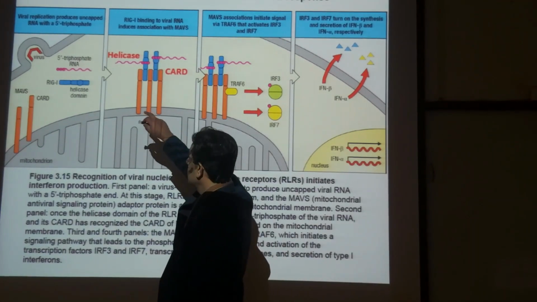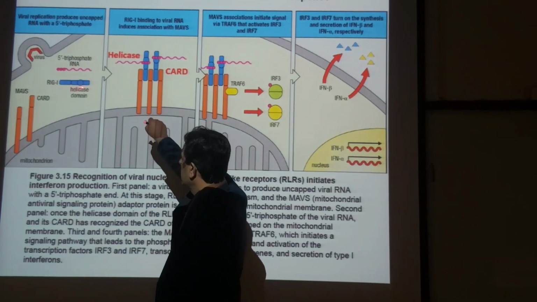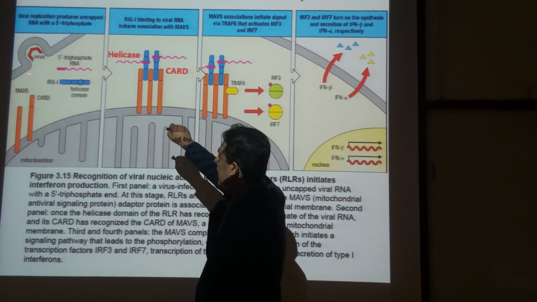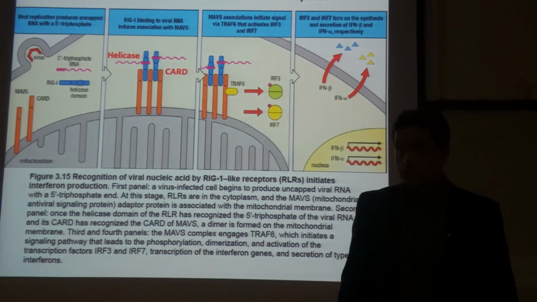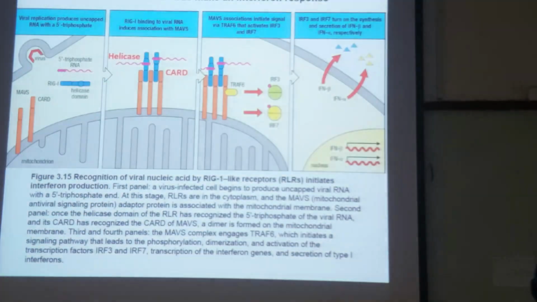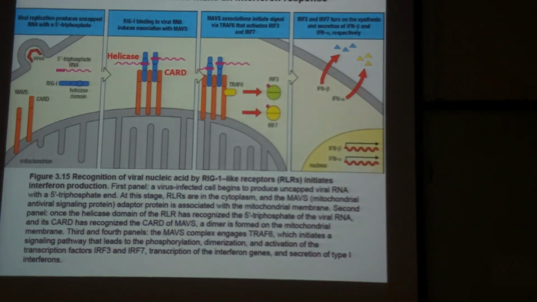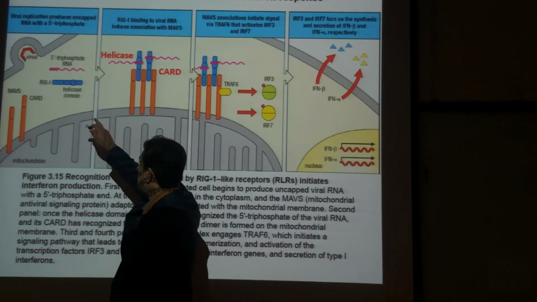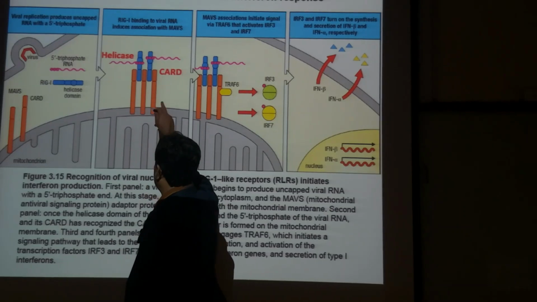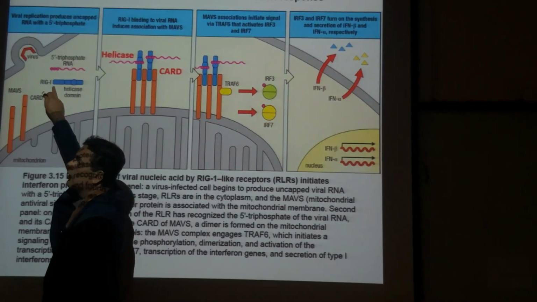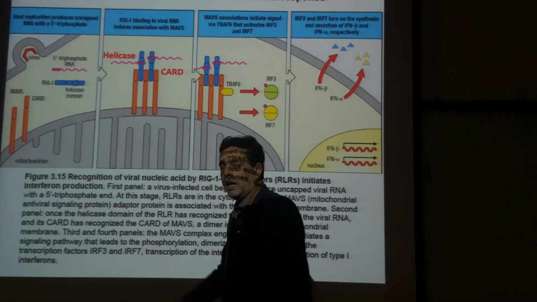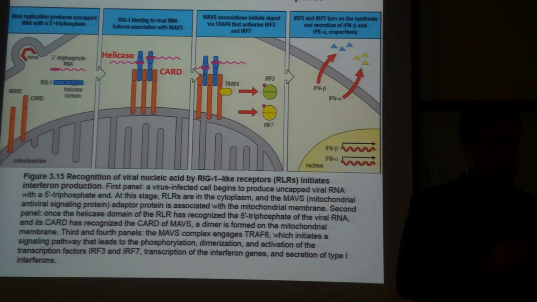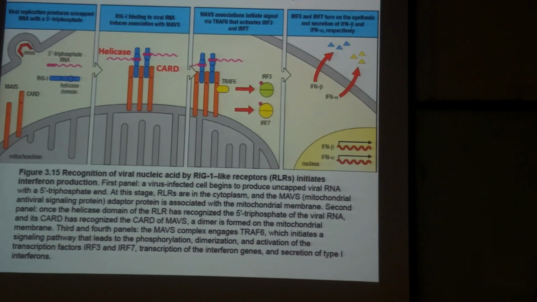And for the recognition of this viral RNA, it has got a specialized domain which is the helicase domain. That domain of the receptor RIG1, which recognizes viral RNA, is the helicase domain, okay? It has got 2 domains, this particular receptor. One is the helicase domain, and the other one on this side is the CARD domain, the caspase recruiting domain that we studied in the last lecture.